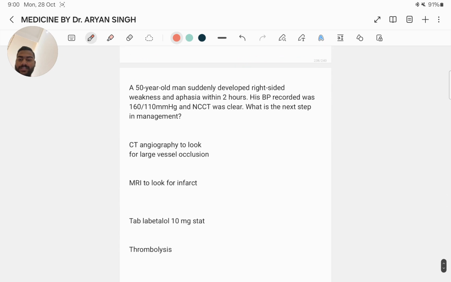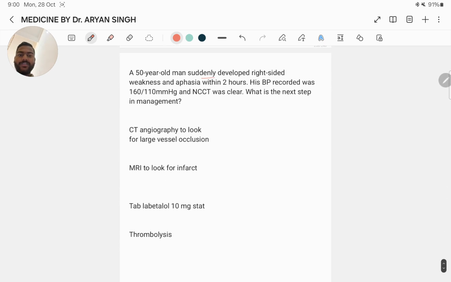Next question. A 50-year-old man suddenly developed right-sided weakness and aphasia within 2 hours. His BP recorded was 160 by 110 mmHg and CT was clear. What is the next step in management?